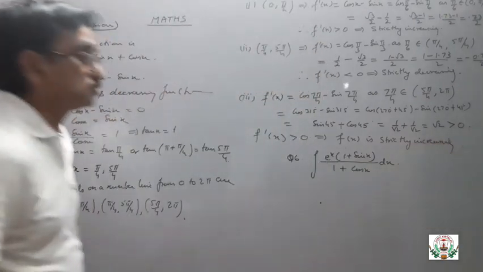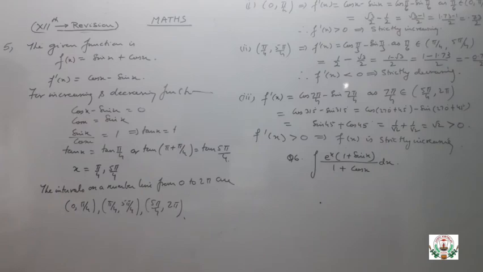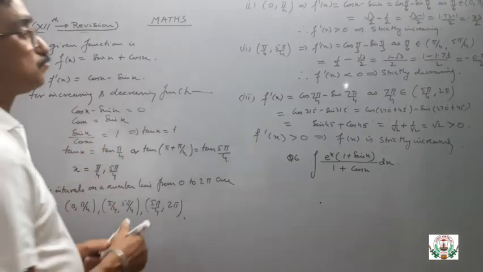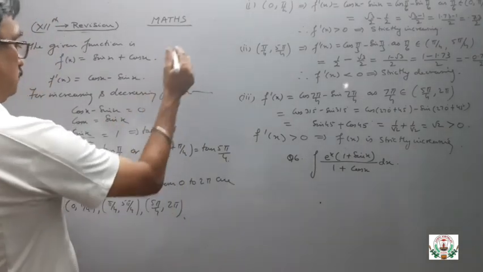The function is strictly increasing. Once again you can listen. f(x) = sin x + cos x, f'(x) = cos x - sin x. For increasing decreasing function we take the trigonometric function equal to 0, tan x = 1, as it is given the interval is from 0 to 2π.